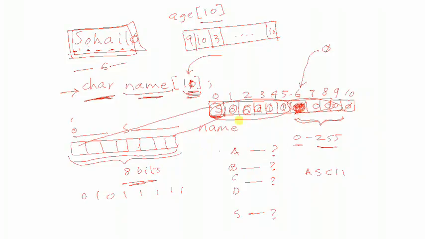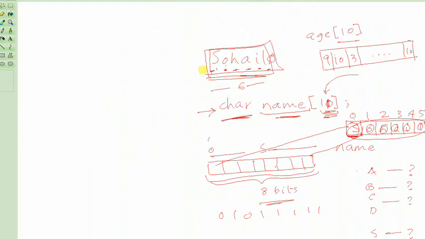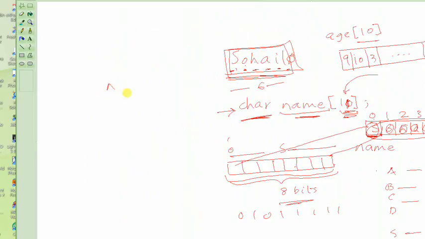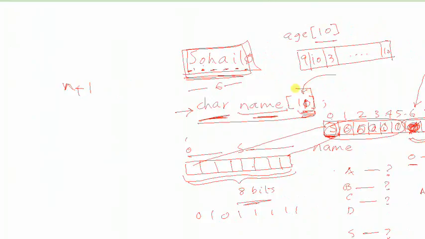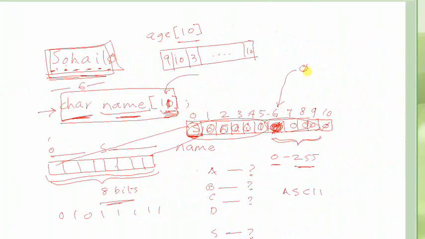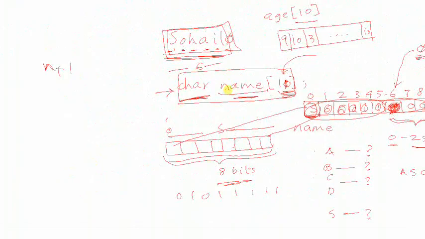So I hope you understand how it's going on. To represent any string of n characters, you need an array of n plus 1 characters. This defines a string, and the null terminator signifies the end of the string. I hope this helps you understand the concept of a string.